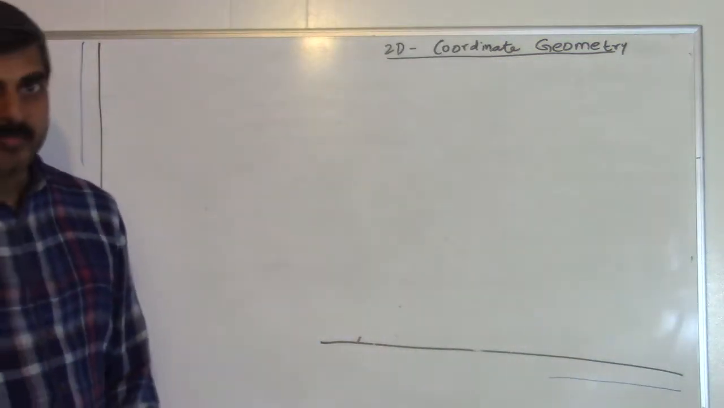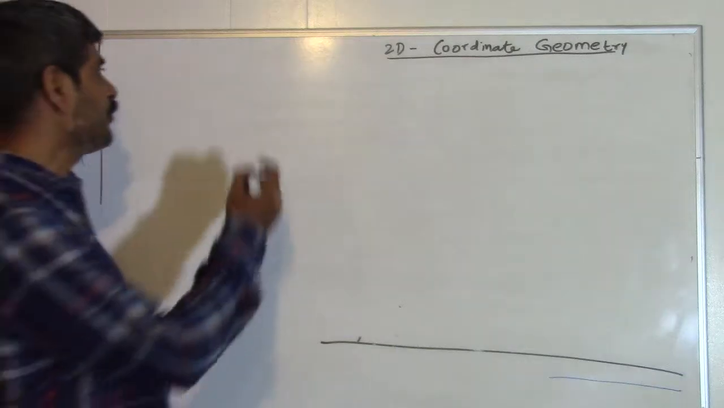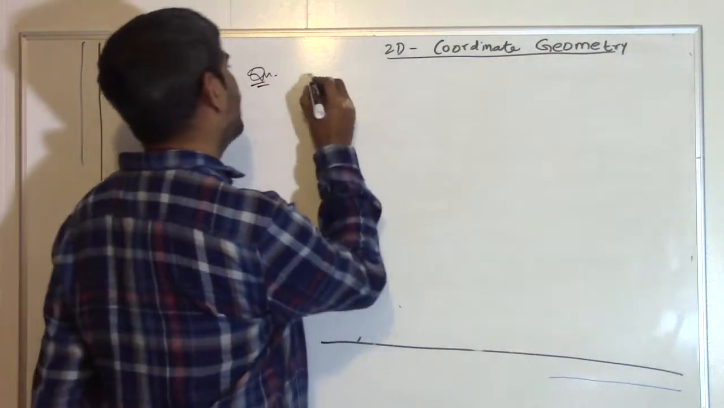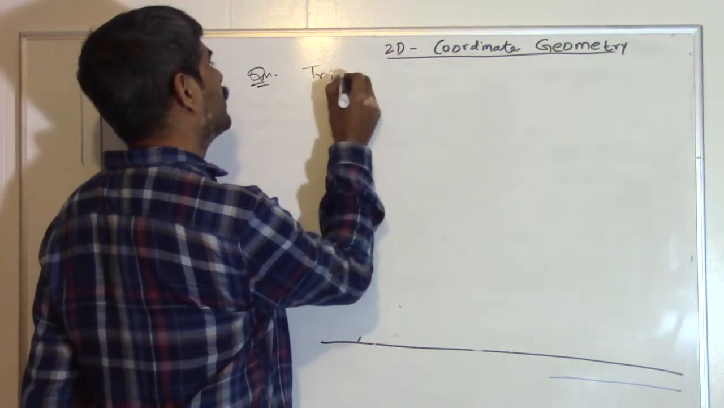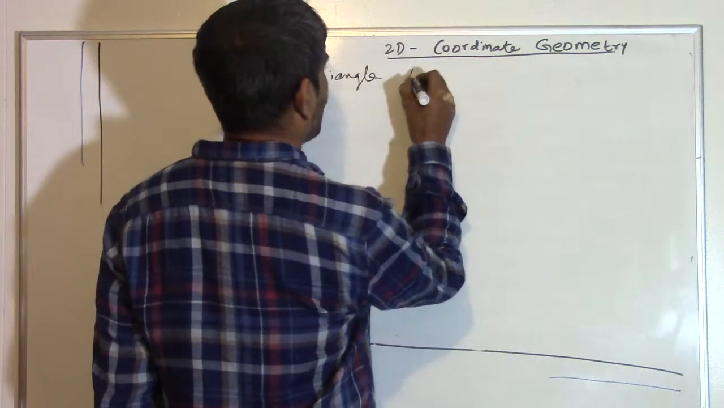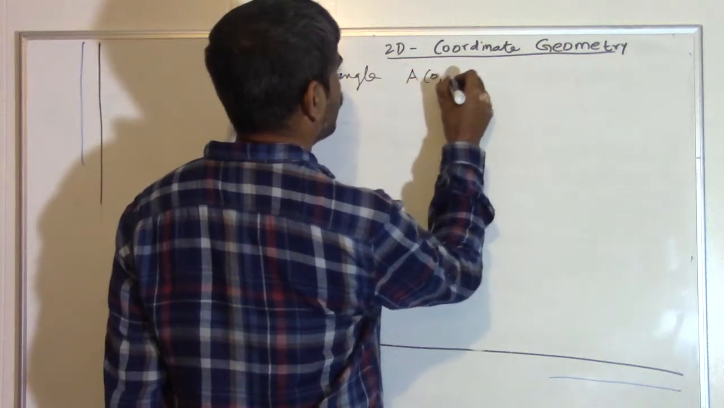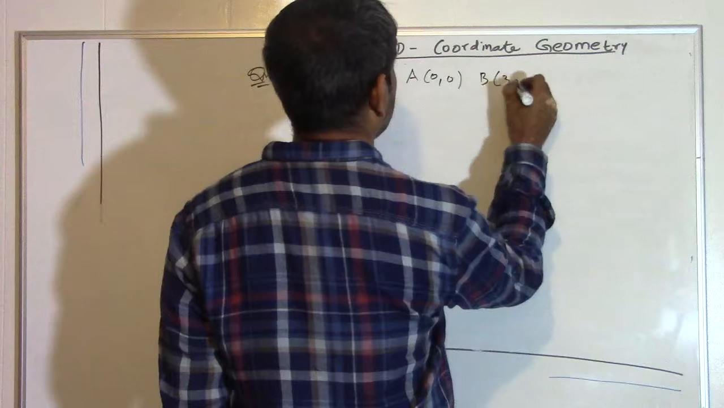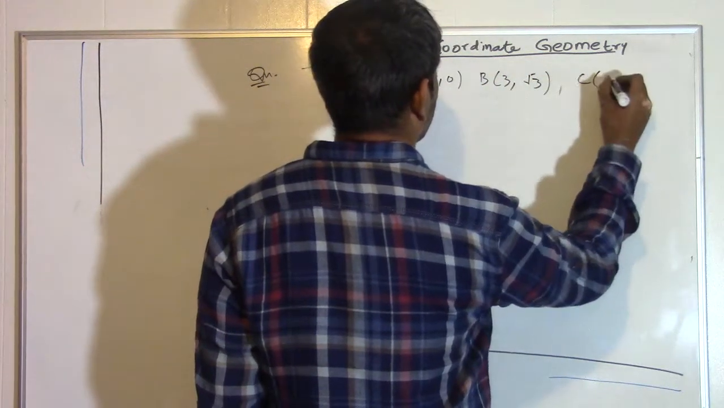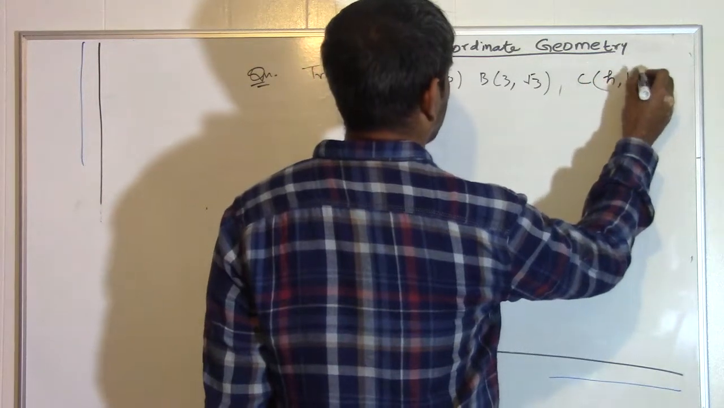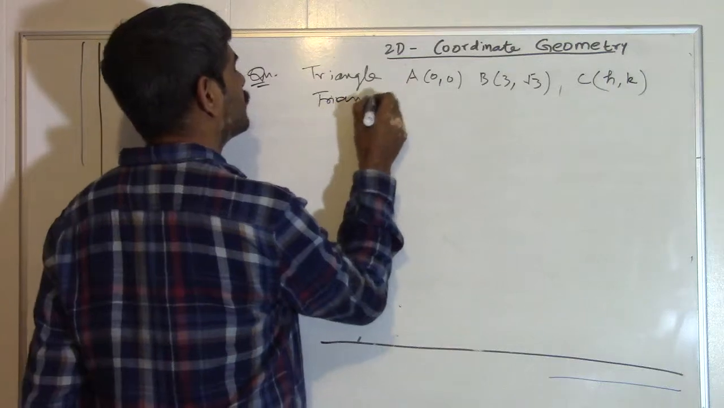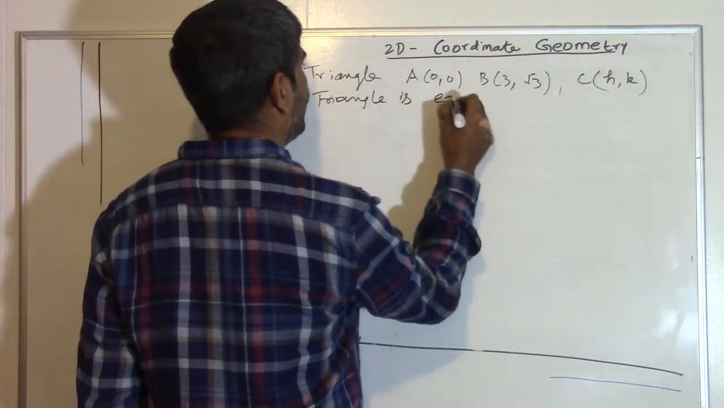I will explain the problem and try to do that. The question is, we are given a triangle and the triangle has coordinates of 3 points. A is 0, 0, B is 3, root 3, and C is, let us say, h, k. The triangle is equilateral.